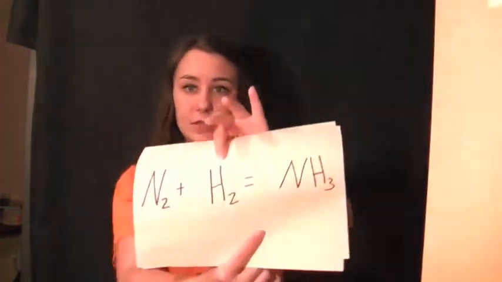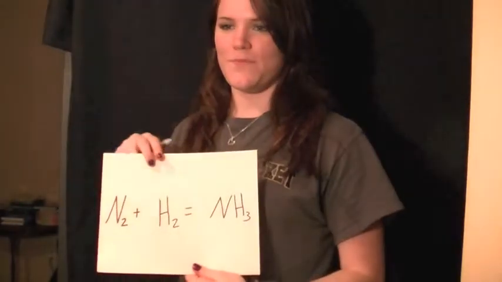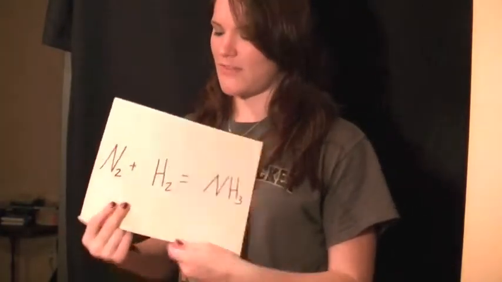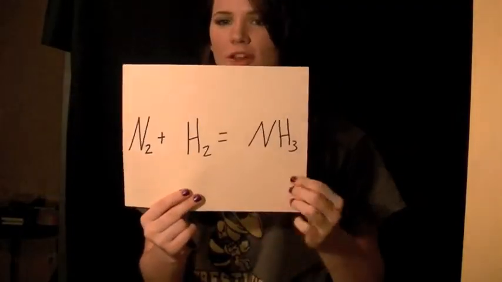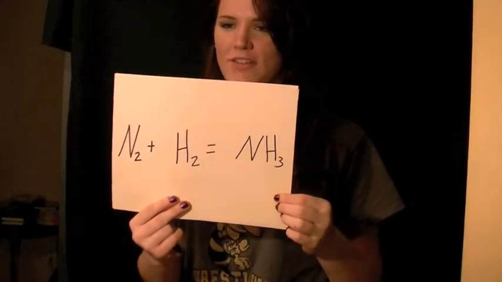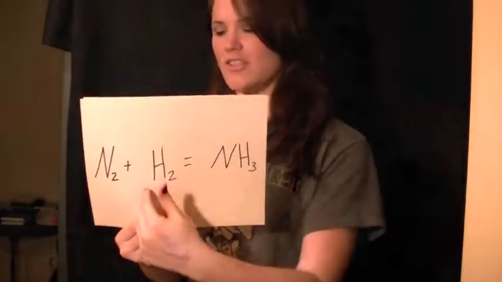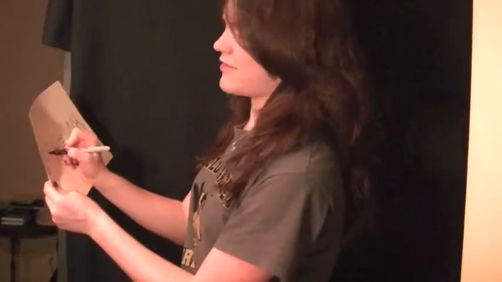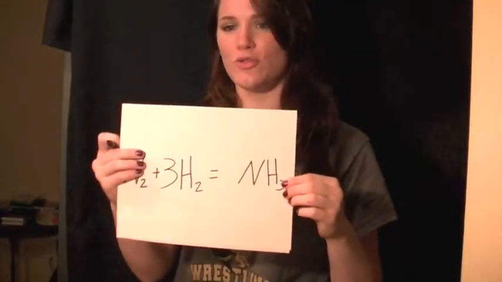The first step to balance an equation is to evaluate all of the elements and how many there are. Let's start off with hydrogen. Hydrogen has 2 atoms on the left and 3 on the right. So to get them balanced out, you have to add a coefficient of 3 to hydrogen on the left and a 2 on the right.